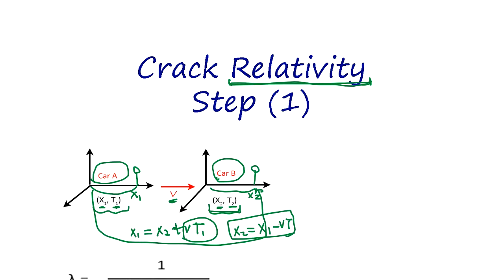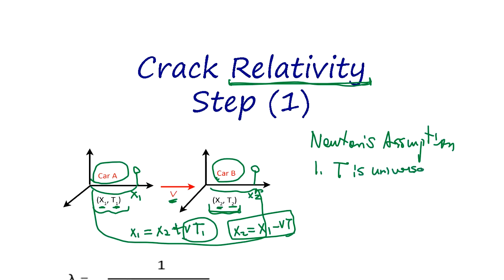Newton's assumption number 1: t is universal, meaning the clock is ticking for everybody at the same rate. So use t1 or t2, doesn't matter.